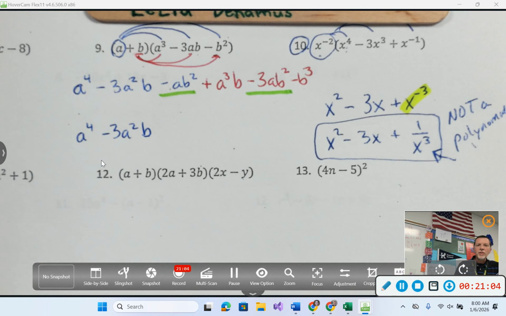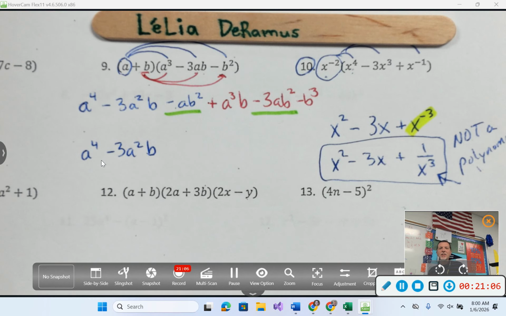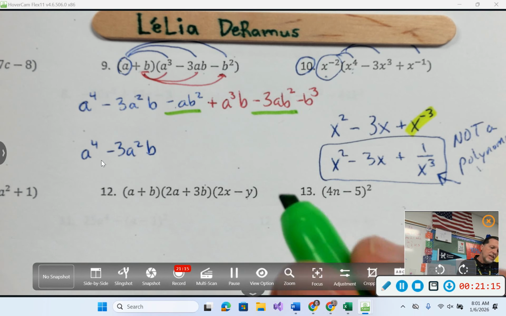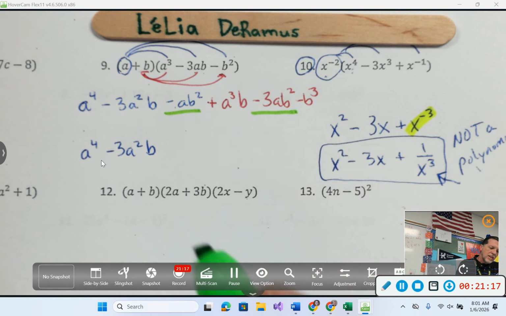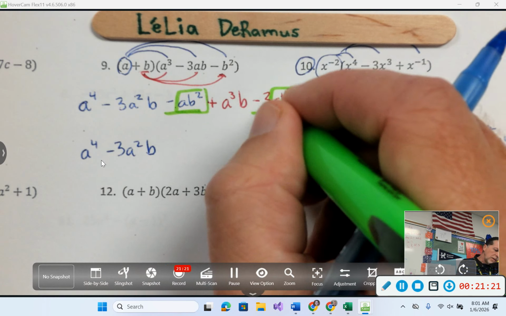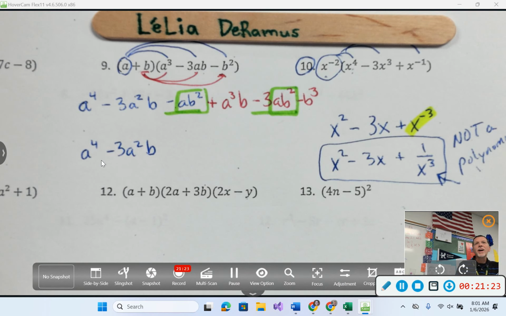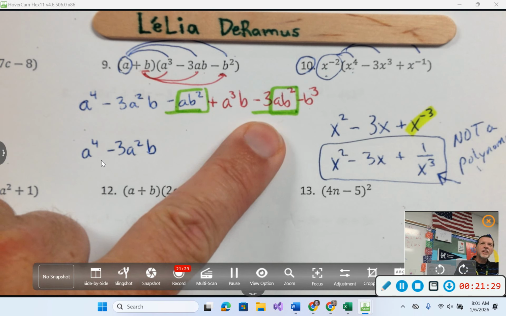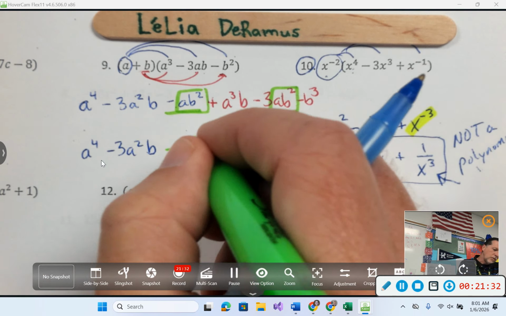Layla, you tell me, what do I get when I combine the two green terms there? I got minus 1 of them and then minus 3 of them. So how many of them do I have? Negative 1 and negative 3? Makes negative 4.